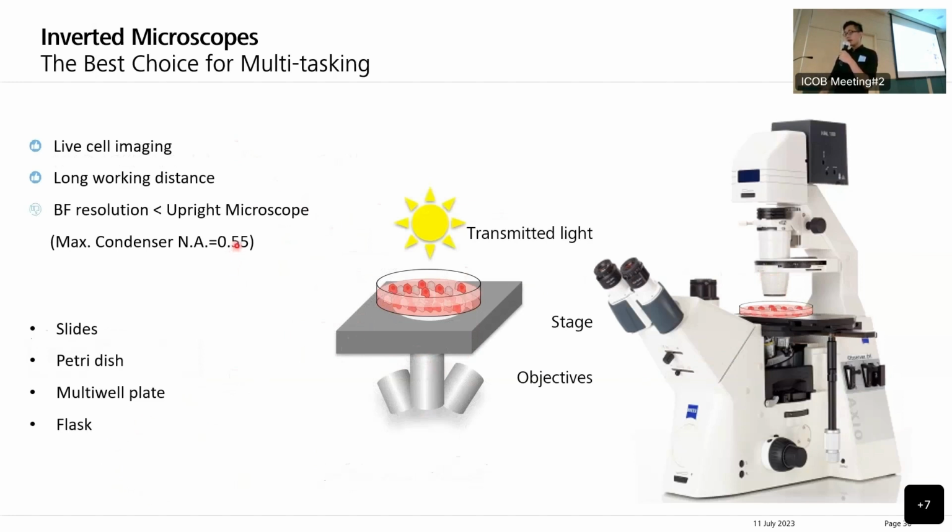This kind of design for the inverted microscope actually has some disadvantages. We have a much lower numerical aperture for the condenser lens, for which the maximum value is around 0.55. So if you want to do IHC imaging, I would advise you to take the images by using the upright microscope.